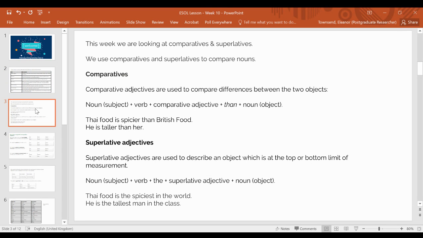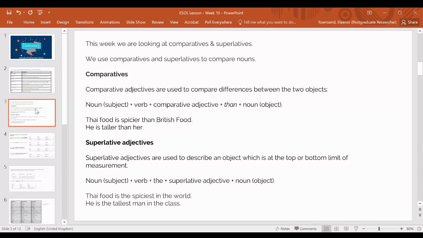This week, we had a new topic. We were looking at comparatives and superlatives. So we use comparatives and superlatives to compare nouns. Comparative adjectives are used to compare differences between two objects.